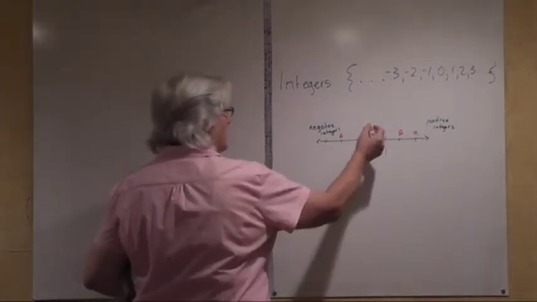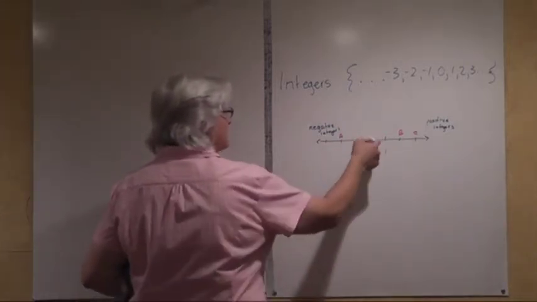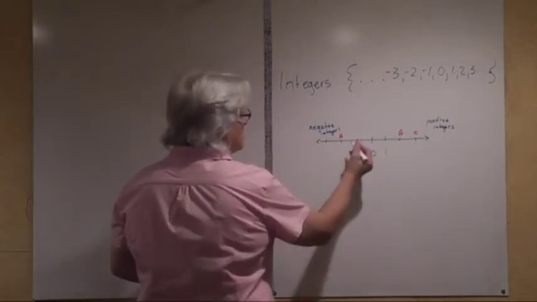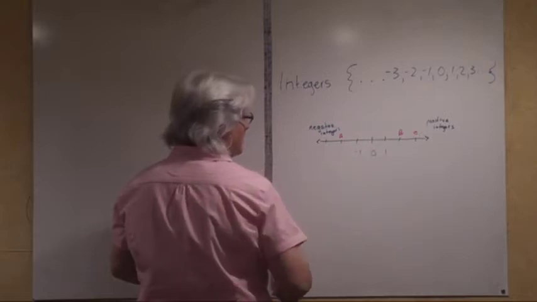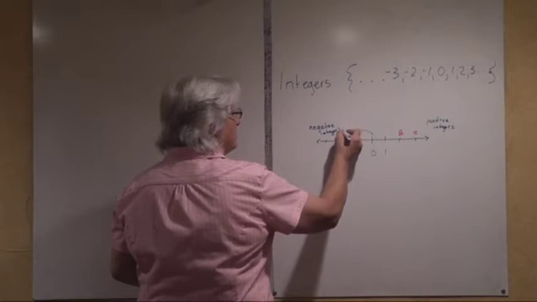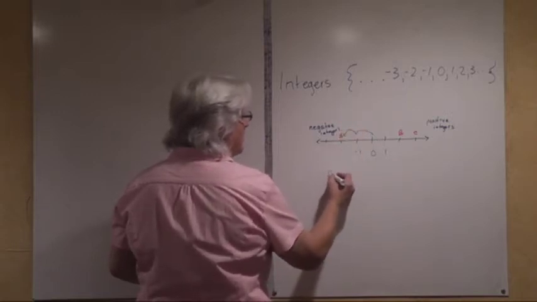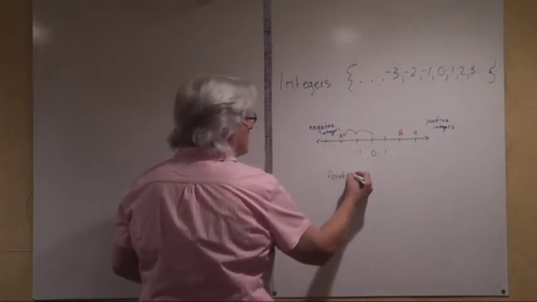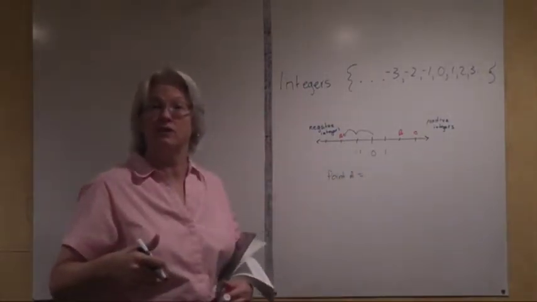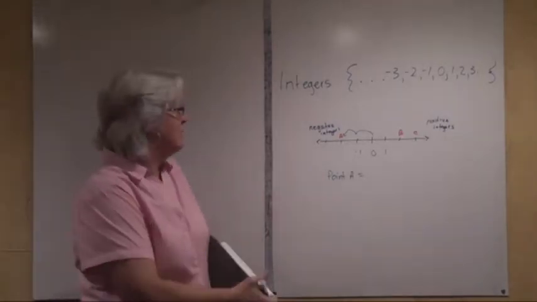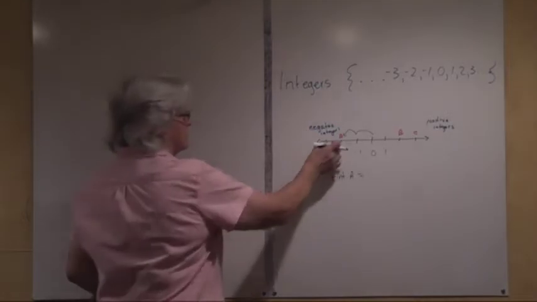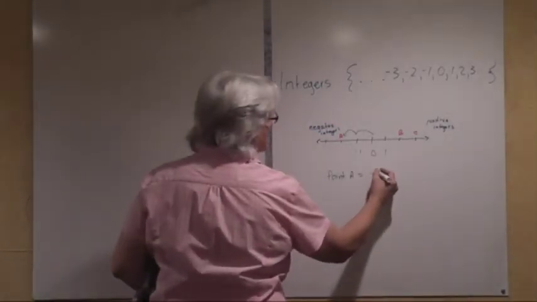So we look at point A, and we count spaces from 0. It should be a negative 1, obviously not a negative 2. We count spaces from 0, 1, 2. So point A is 2 units to the left of 0 on the number line. So that is the location of a negative 2.